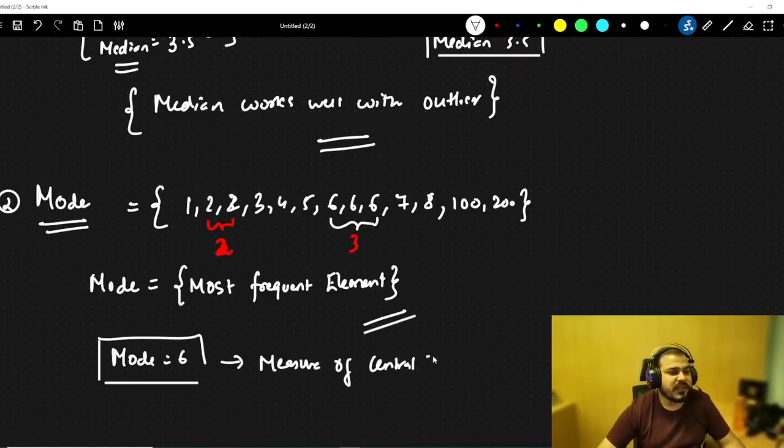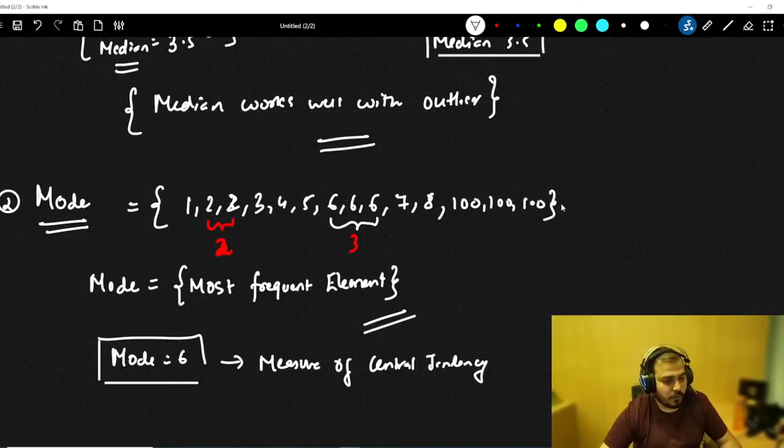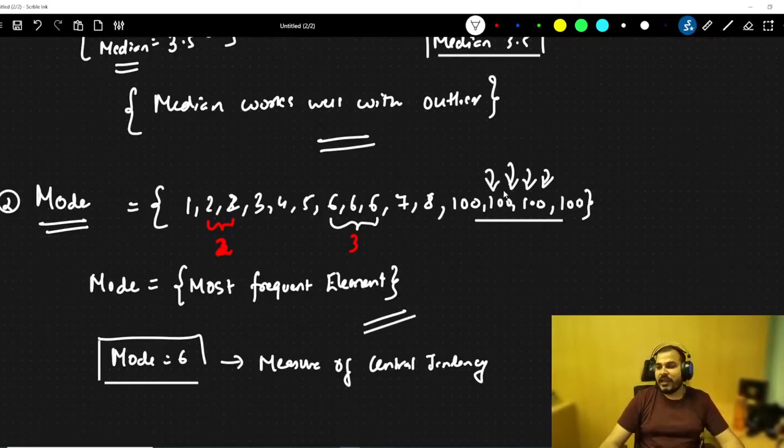Now see guys, in this particular case there is one disadvantage. Suppose I have many outliers, like this 100, or one more 100. Since we find the most frequent element, we try to treat this as an outlier. So in most cases with outliers, we usually use median.